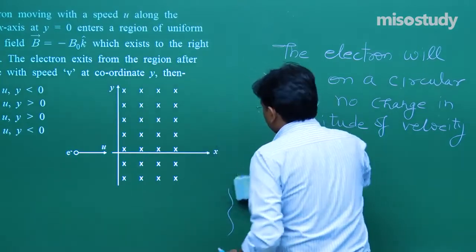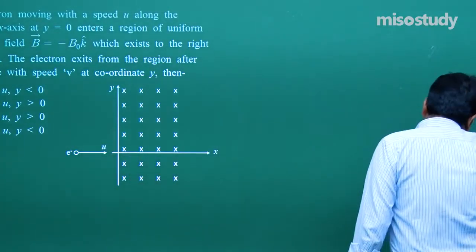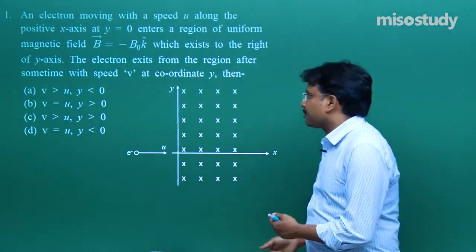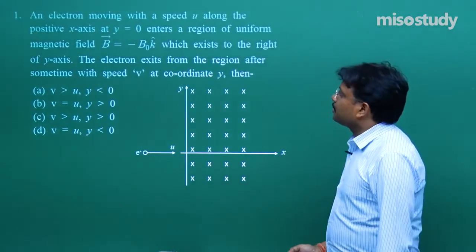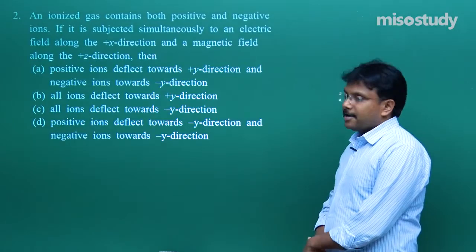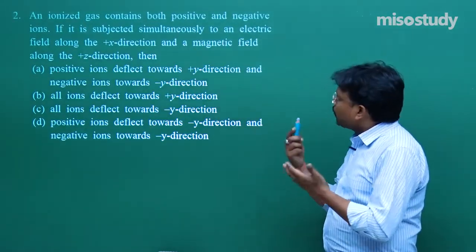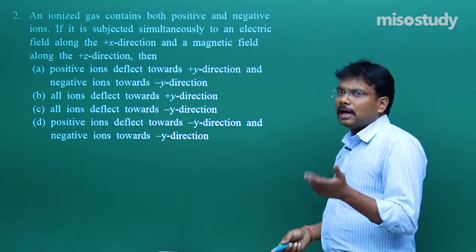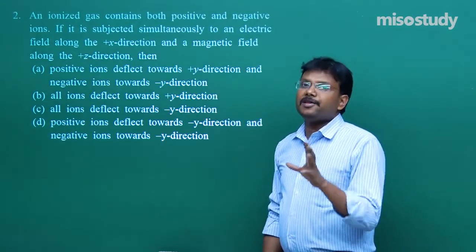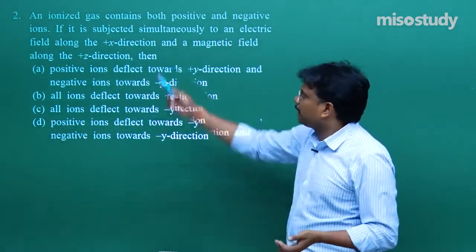So, by revising these concepts, the profit you are going to get is that you can polish your basic skills. Then comes the next question, an ionized gas. Initially, I was not in the mood to mention this term, but I thought it is better to mention it. Ionized gas itself means an assembly of positive and negative charges.